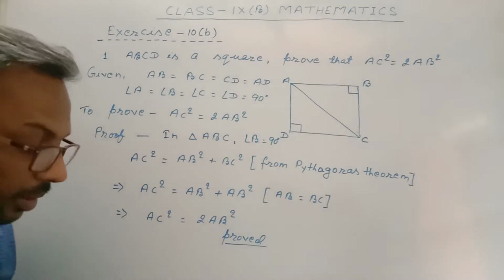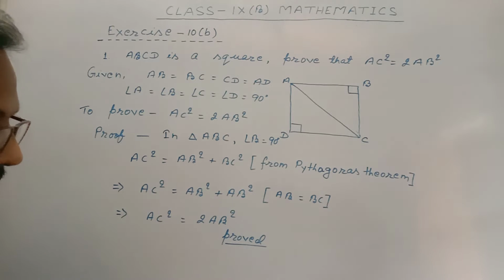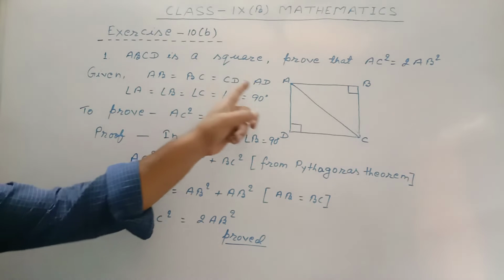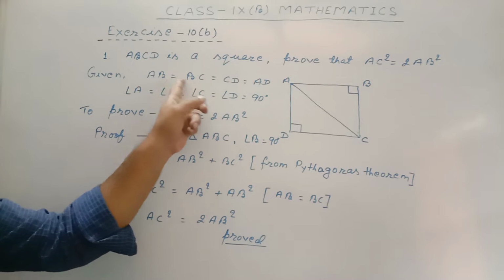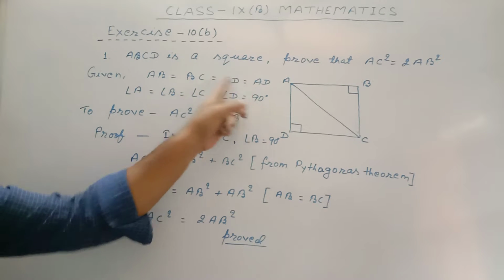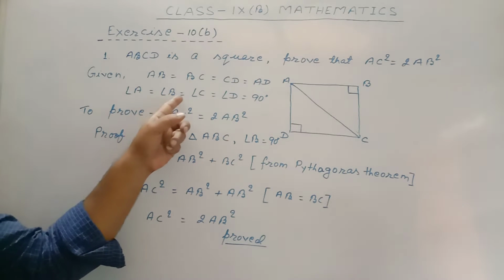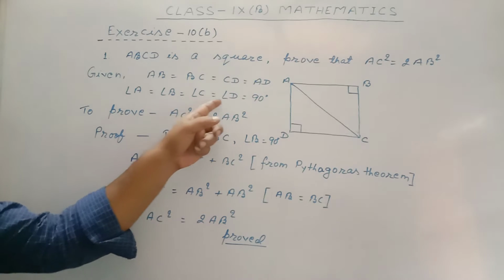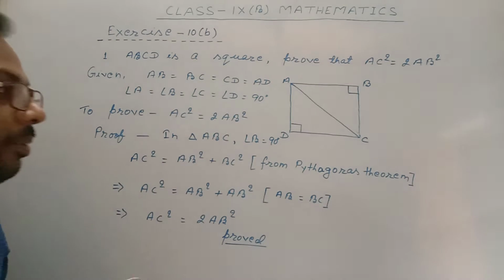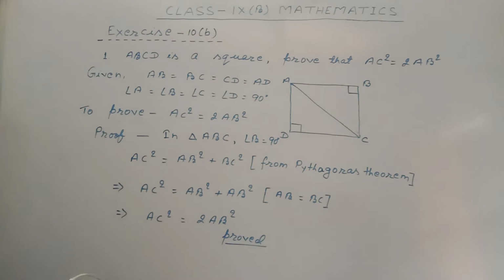ABCD is a square. Prove that AC square equals 2AB square. Given: AB equals BC equals CD equals AD because all these are the sides of a square, and angle A equals angle B equals angle C equals angle D, that is equal to 90 degrees. These are the angles of a square.